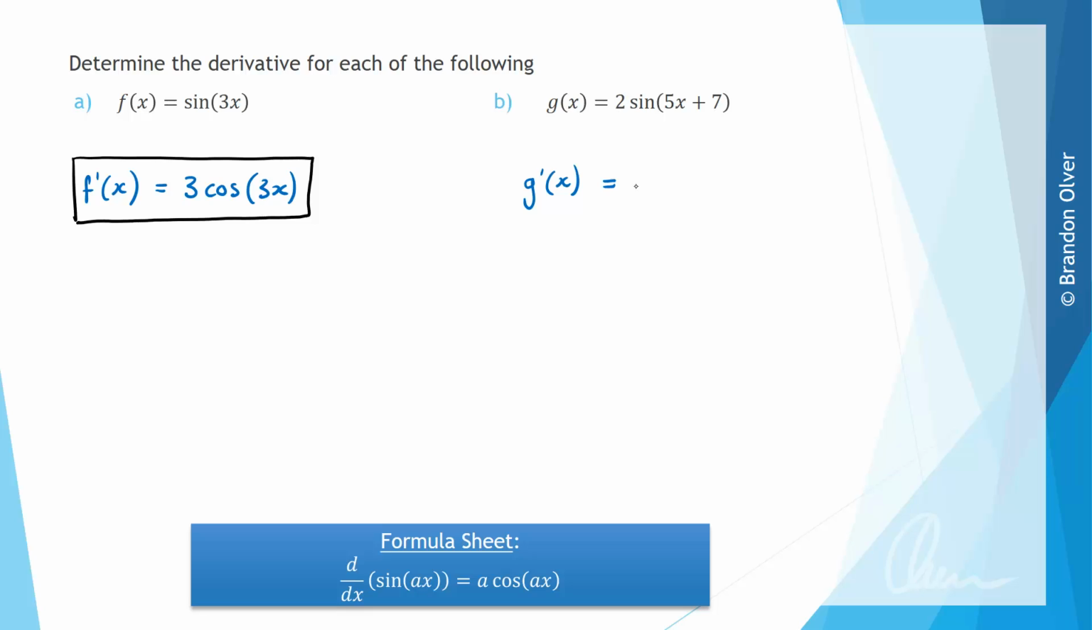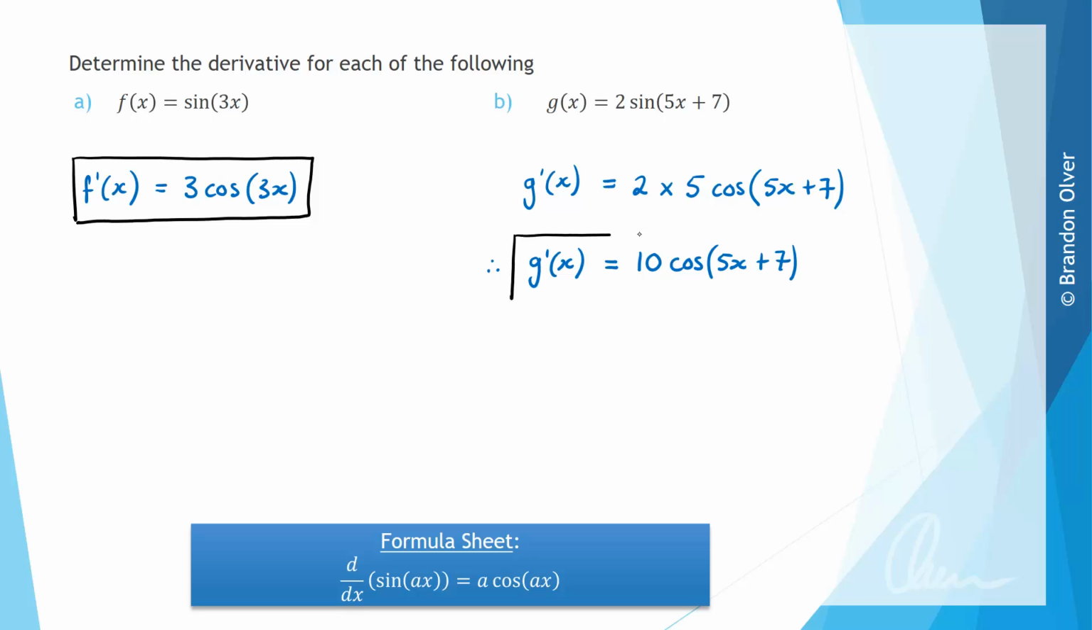and the 2 that's multiplying the sine function is still going to be there, so we're going to have 2 times, and then we take the coefficient of x, which is 5, we're going to have 5 times, and it will become cos of 5x plus 7. So therefore the derivative, g dashed of x, can simply be written as 2 times 5 is 10 times cos of 5x plus 7. So that is the answer for part B of this example.